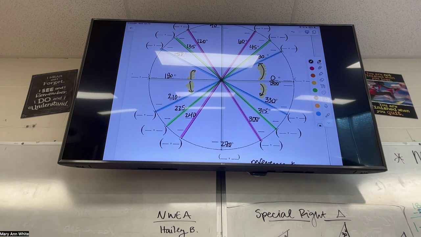I like using colors, so that's why I trace those lines. All of my blue lines have a reference angle of 30, so I got them by either adding or subtracting 30 from 180 or 360. My green ones are all 45, so I got them by adding or subtracting 45 from 180 or 360. The pink ones are 60. I got them from adding or subtracting 60 from 180 or 360.